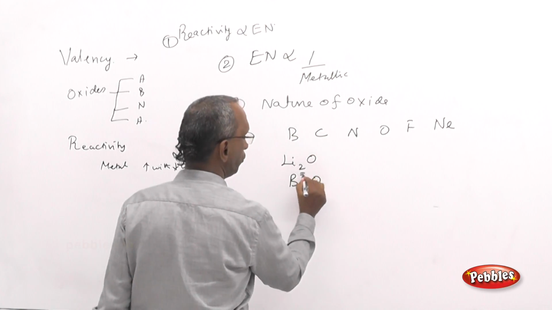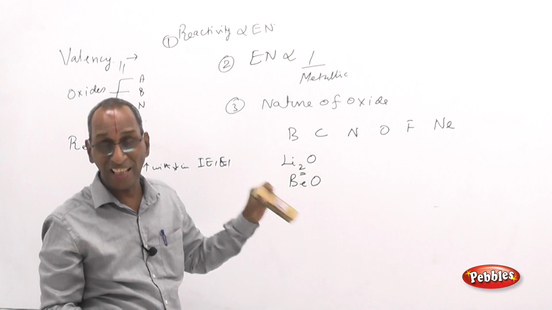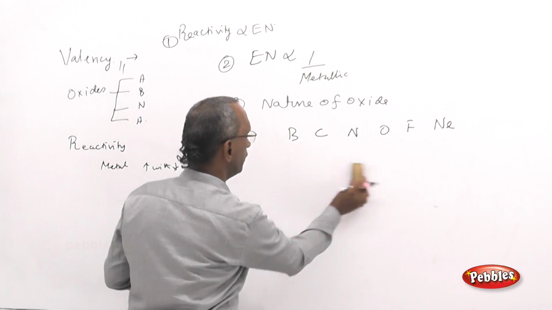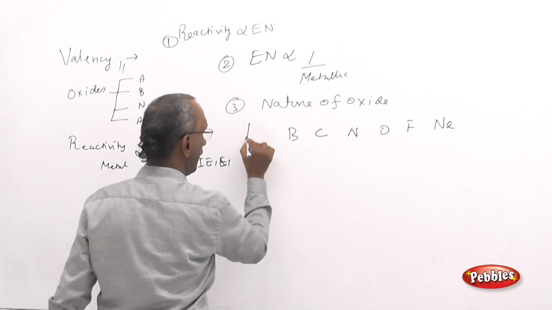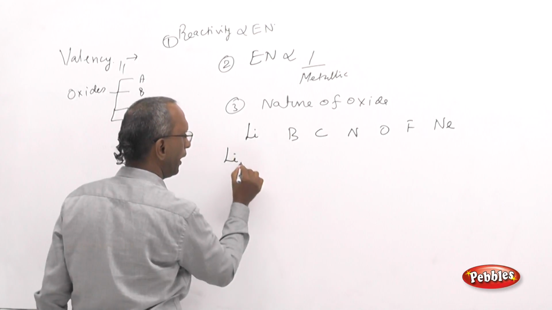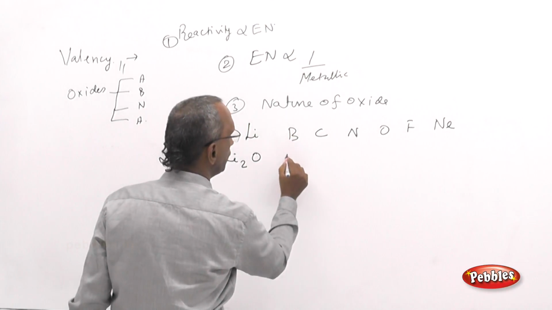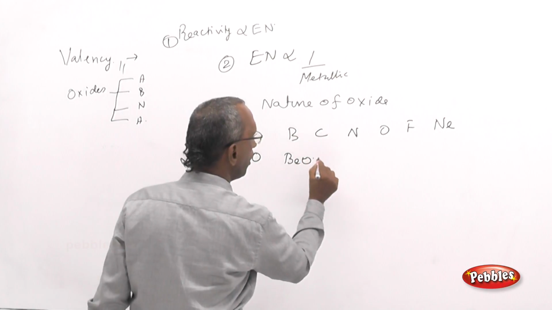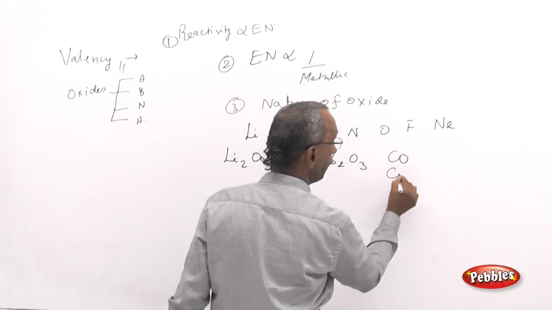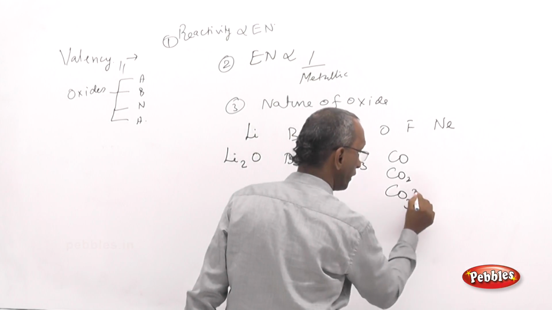So we are comparing the valency as well as reactivity for oxides. What is the nature of oxides? Let us first write the oxides of the second-period elements and then compare them. Lithium oxide is Li2O. Beryllium oxide is BeO. Boron oxide is B2O3. Carbon has two types of oxides, carbon dioxide and carbon monoxide, and carbonate is also stable, as is carbonic acid.